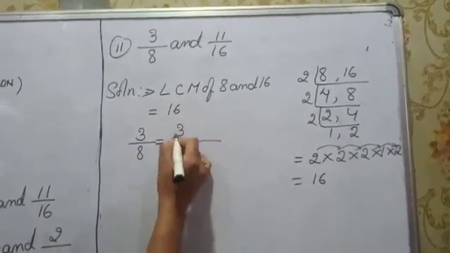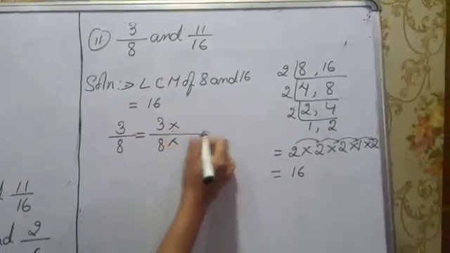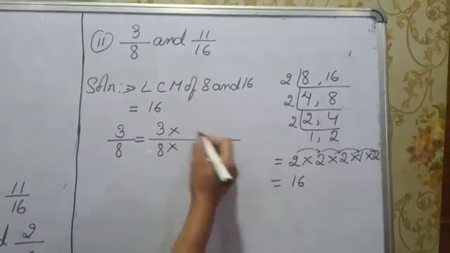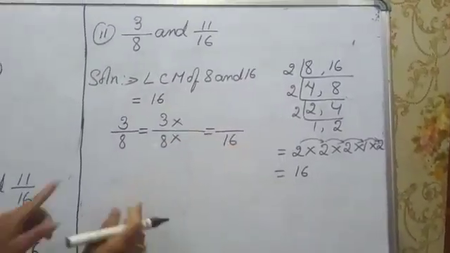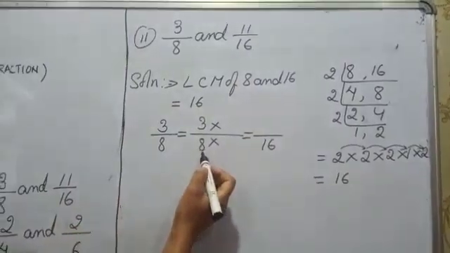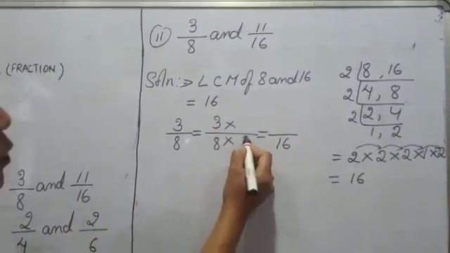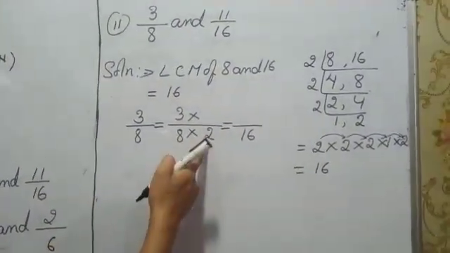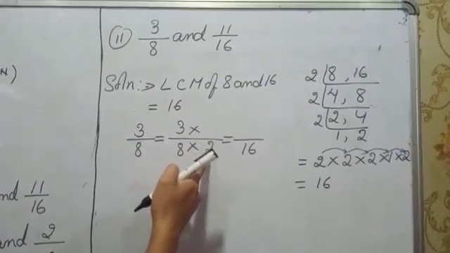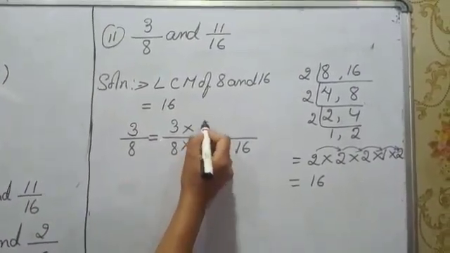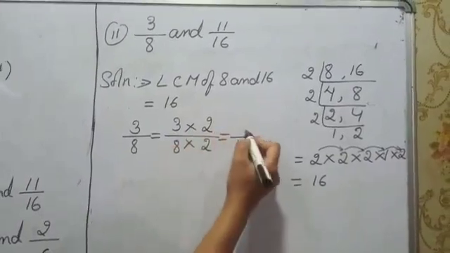Then next step, we have to convert the first fraction into one with denominator 16. So 3 by 8, we have to take the common denominator, that is 16. We have to see by multiplying 8 by how much we get 16. So 8 twos are 16. The number that we have multiplied in the denominator, we have to multiply the same number in the numerator also.